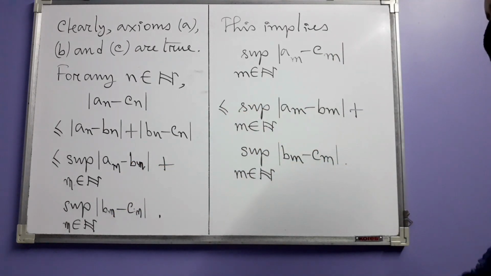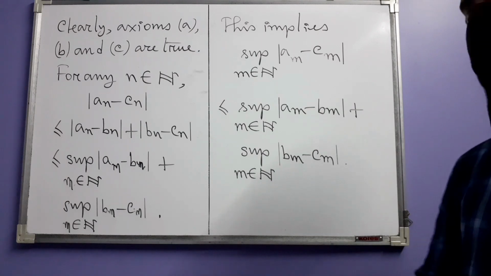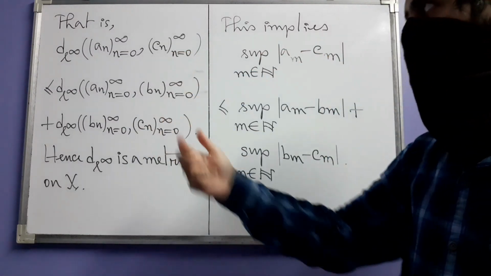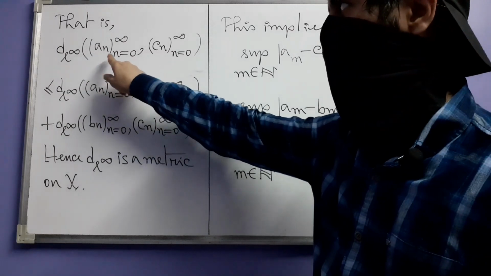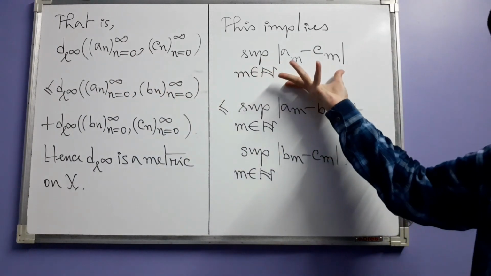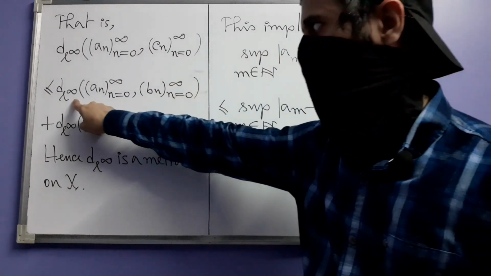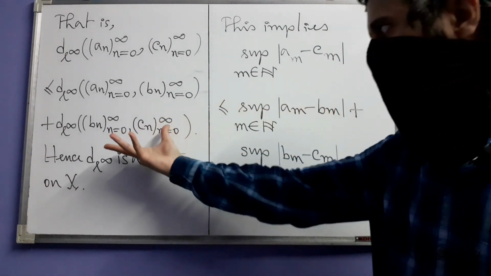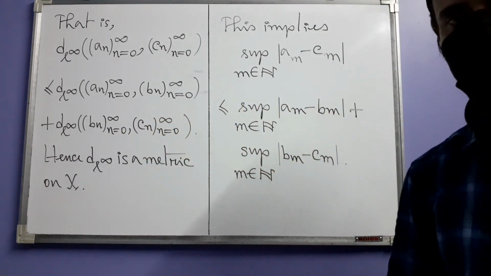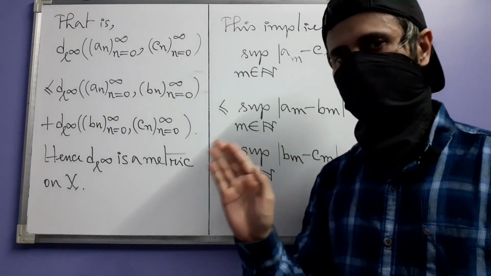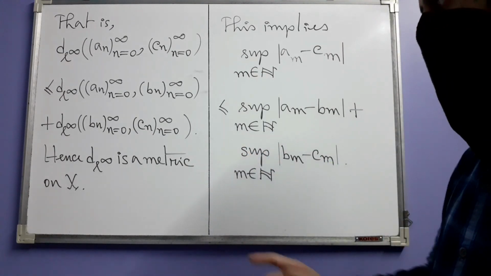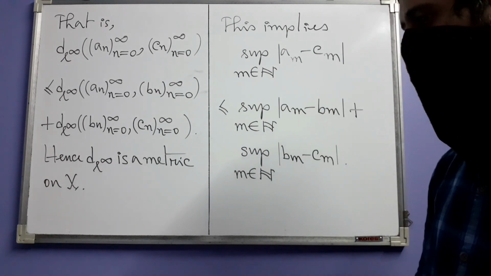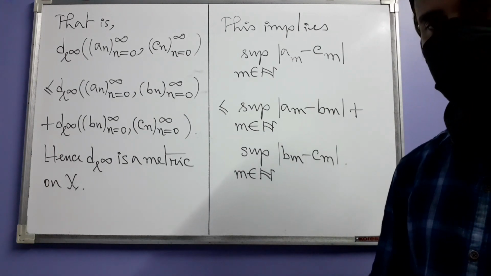But that means we have got what we want. So this inequality is just this. The dl infinity distance between an and cn, which is this, is less than or equal to the distance between an and bn plus the distance between bn and cn. And that is the triangle inequality for the function dl infinity, and that is why it's the legitimate metric on x. But there is more in this exercise.